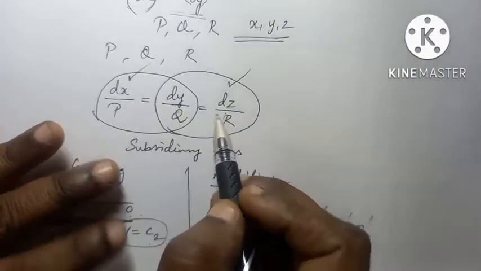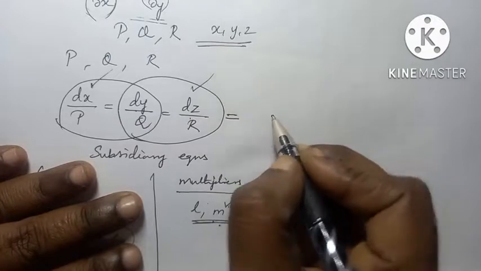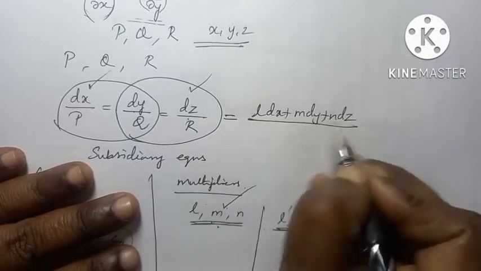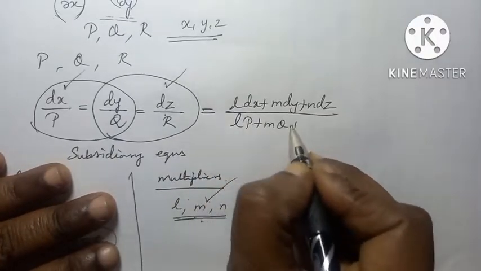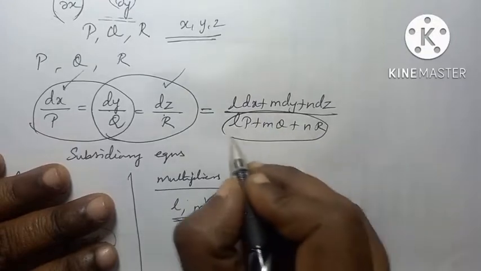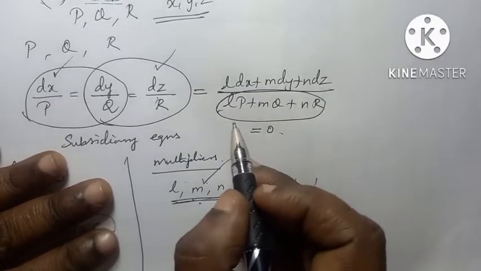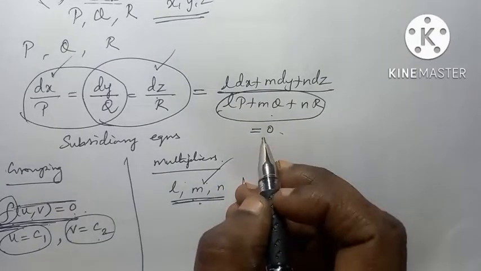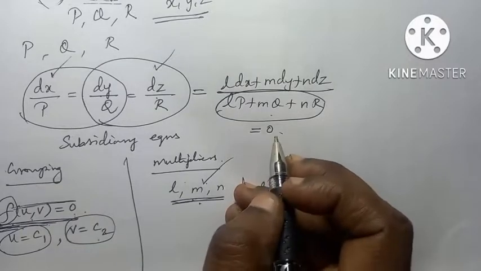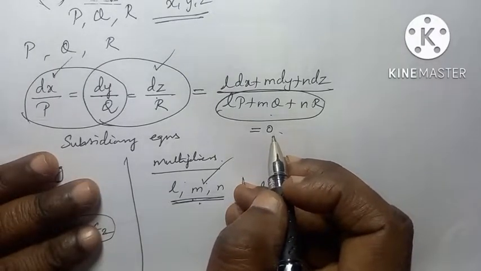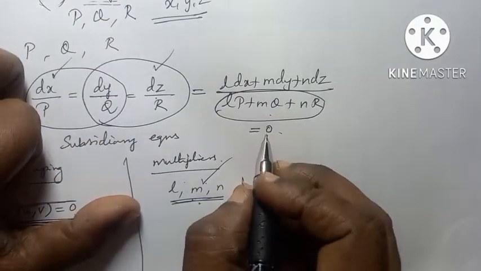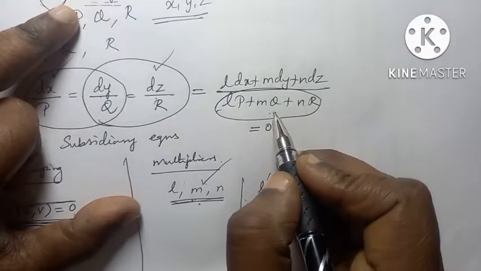So you know, we have dx by P equal to dy by Q equal to dz by R. Let us introduce another new ratio, L dx plus M dy plus N dz divided by LP plus MQ plus NR. Due to the multipliers L, M, N, this LP plus MQ plus NR will become 0. If this is 0, you will be able to get the first solution. Sometimes it may not be 0, and you have to do some adjustment to get 0. Let us see in problems.